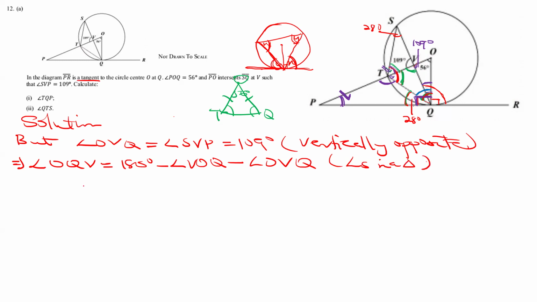Is that clear, Akosia? Yes, please. So my angle OQV will be equal to 180 degrees minus VOQ, which is 56 degrees, minus OVQ, which is 109 degrees. That's what you found here. So I'm waiting for your answers quickly. 15 degrees. Yes, please. So 15 degrees. So that's the size of what? This angle here.